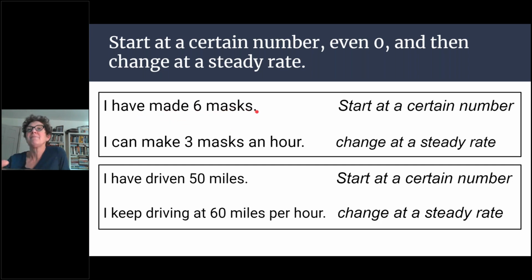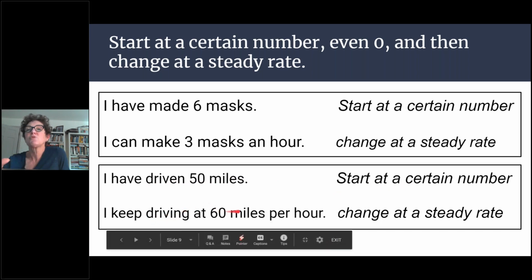I have made 6 masks. That's my number that I'm starting at. I can make 3 masks an hour. That's my change at a steady rate. I have driven 50 miles. That's the number that I started at. I keep driving 60 miles per hour. That's my steady rate. Every hour, 60 miles.